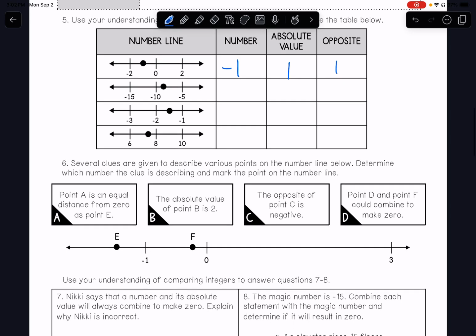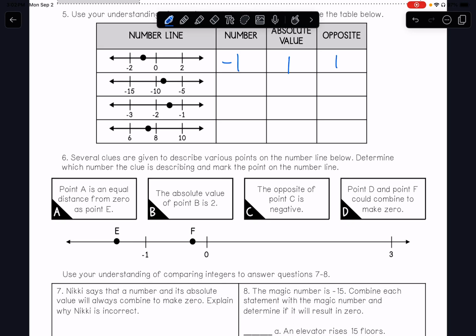All right, now the next one. Looks like that is a little bit to the right of -10, so that's going to be like -9, okay? The absolute value of -9 is 9. It's 9 away from 0. And the opposite of -9 is +9. Go ahead and pause the video and try the next two by yourselves.